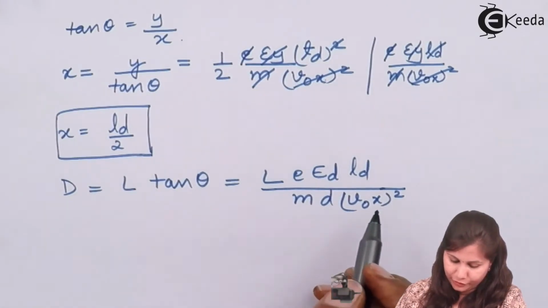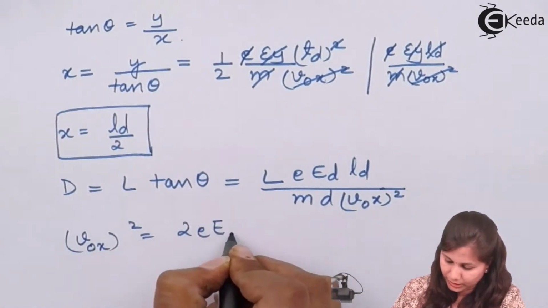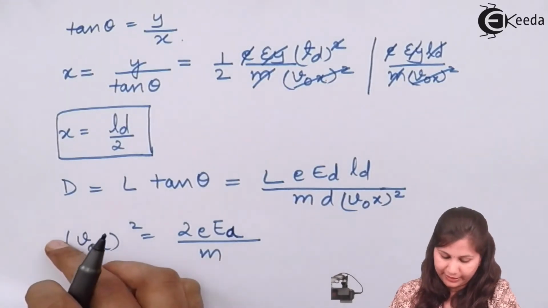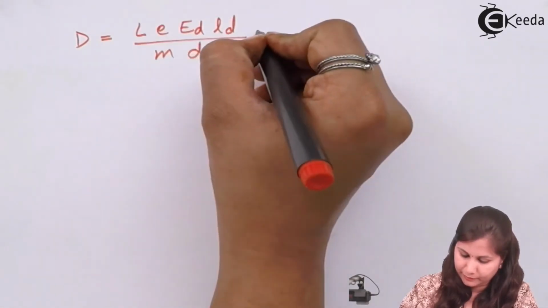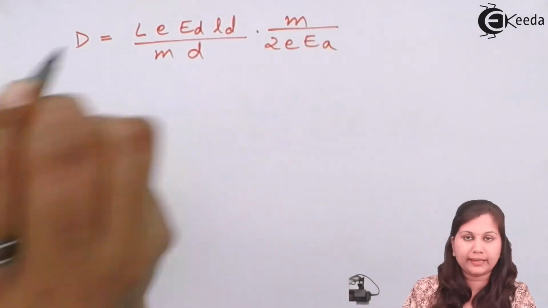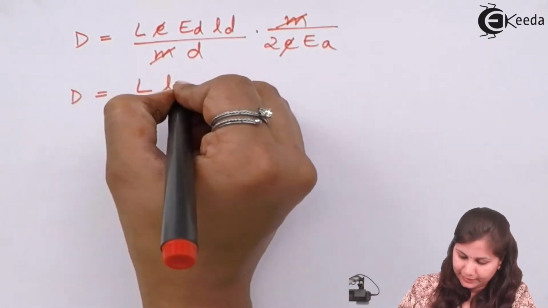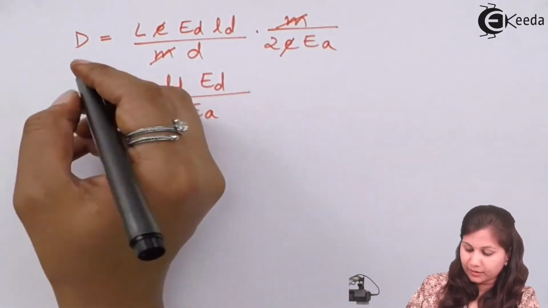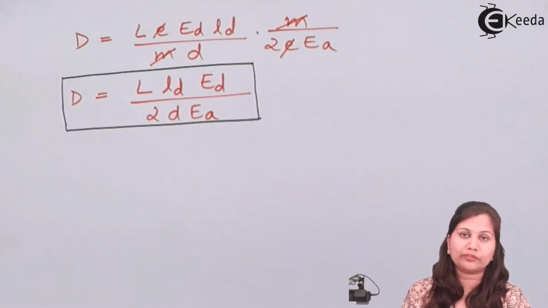Now this is the deflection. Now we are substituting the value of the velocity. We have got that v o x square is equal to 2 e ea upon m. Substituting the value of the velocity in this equation, we will get capital D equals L e ed ld upon m d multiplied with m upon 2 e ea. So m and m cancel here. e is also cancelled. So D comes out to be L ld ed upon 2 d ea. Okay, so this is the value of the deflection which has occurred on the y-axis, in the y-direction on the screen, of the electron.